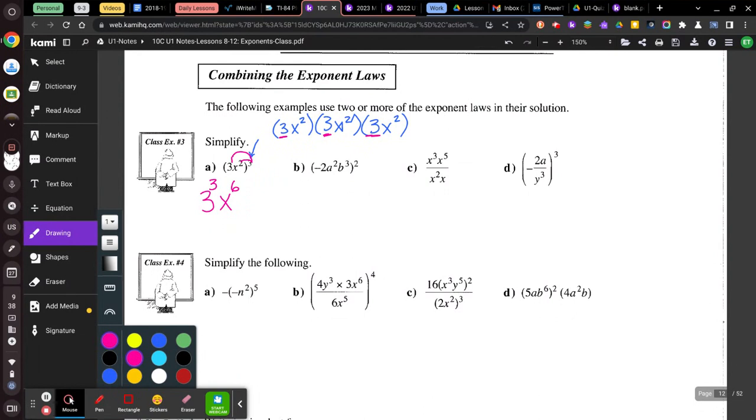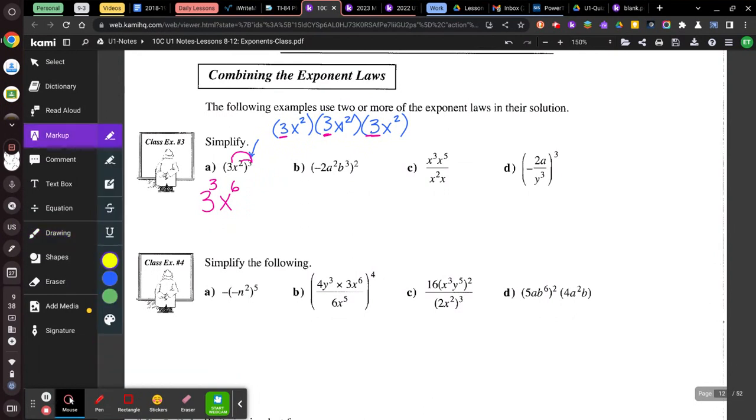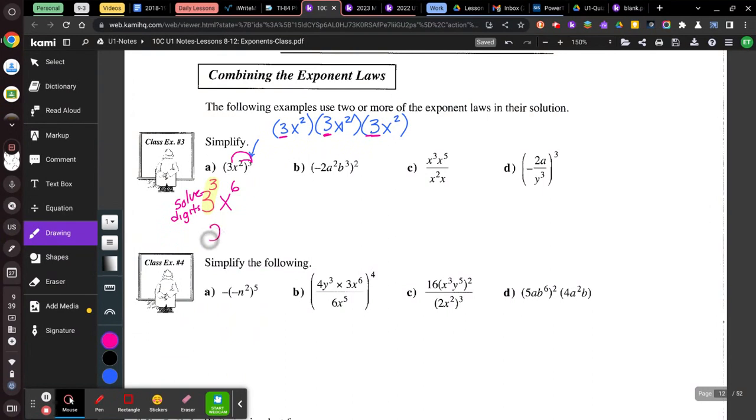Now, if it wants me to fully simplify it, when there are digits, you have to solve the digits. So I need to solve this part. You need to solve the digits. So 3 cubed is going to give me 27x exponent 6. That would be your final answer.